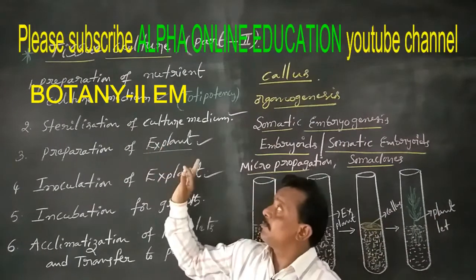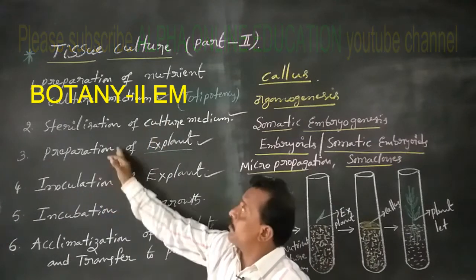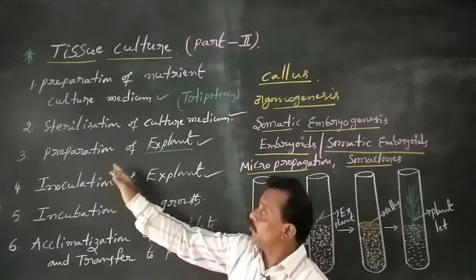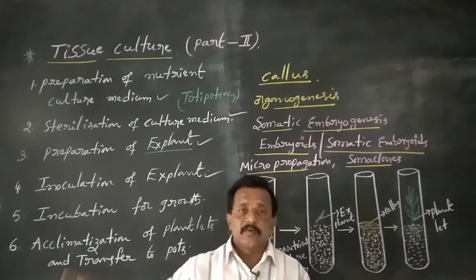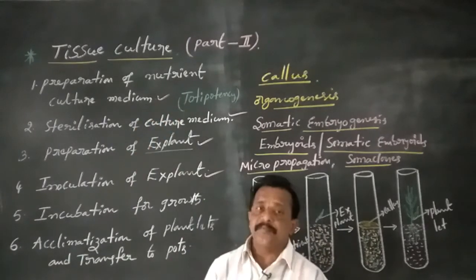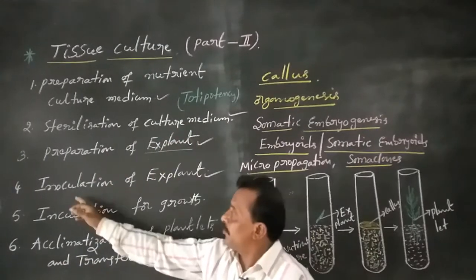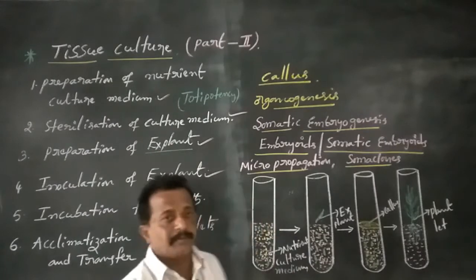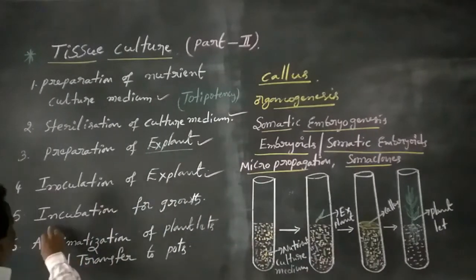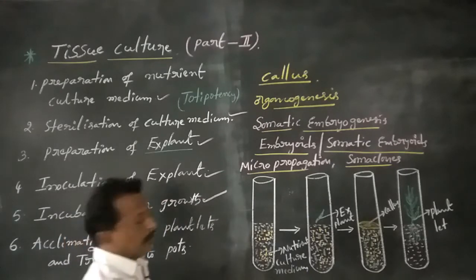Dear students, in previous classes we discussed the 4 steps in tissue culture. The 4 steps are completed: preparation of nutrient culture medium, sterilization of culture medium, preparation of explant, and inoculation of explant. So today we are going to discuss the 5th step in plant tissue culture, that is incubation for growth.